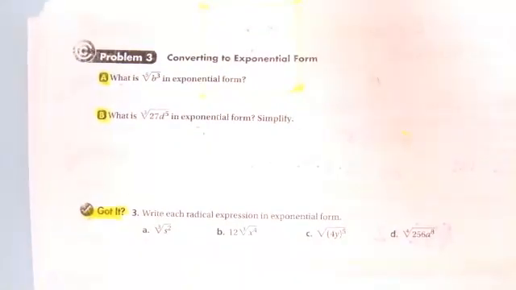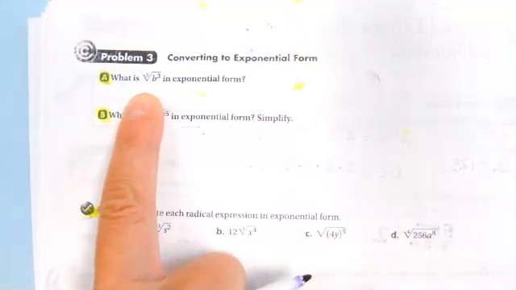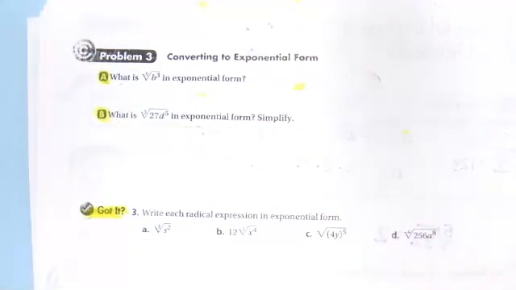Okay, what if they ask you to go the other way? So I just taught you how to put exponential form into radical form. What if they give you exponential and they want you to go back into radical and go back into exponential? For example, what is the fifth root of b to the third in exponential form? What do you think the answer is?